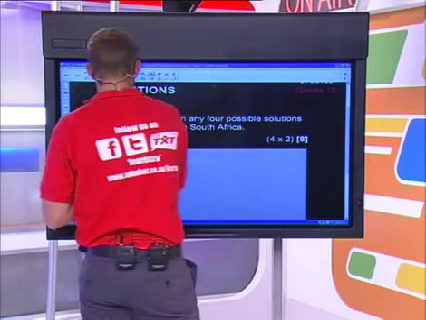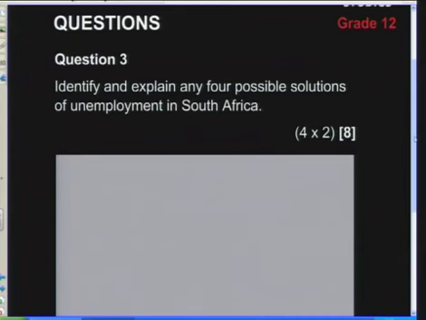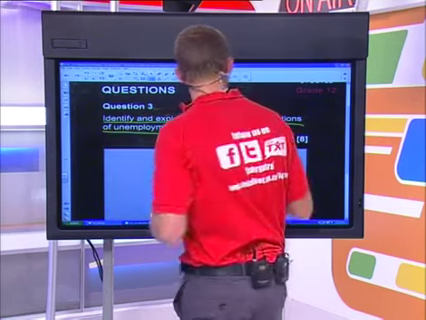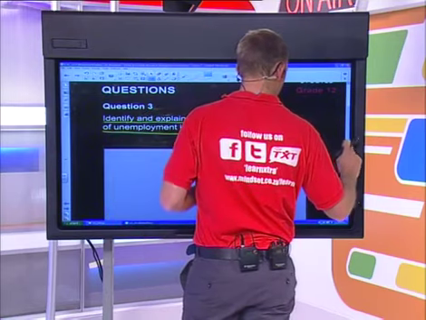Right, and it's: identify and explain any 4 possible solutions to unemployment in South Africa. Unemployment in South Africa is a massive, massive thing. So we have to come up with solutions to try and get a grip on the unemployment in South Africa so that South Africa can move forward. So let's see what they had to say here.